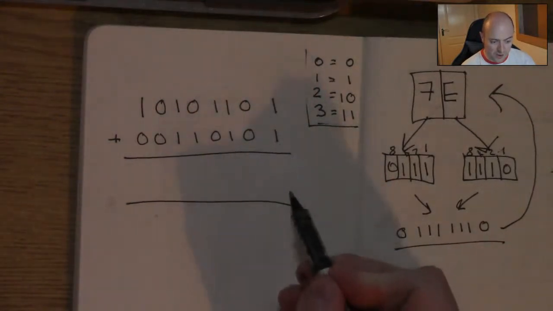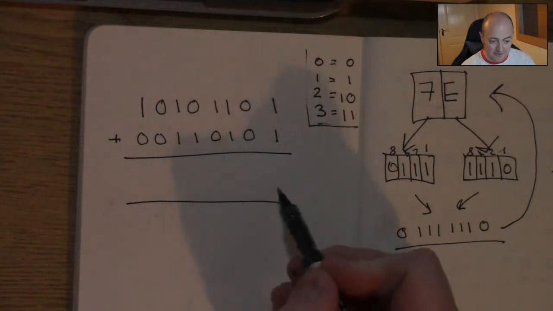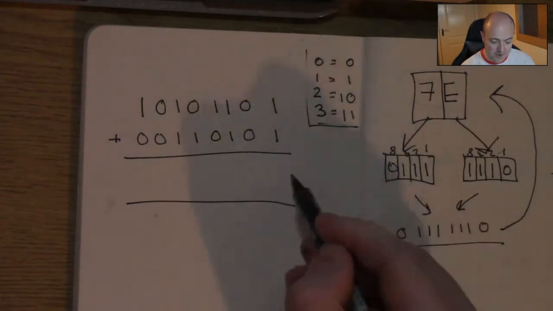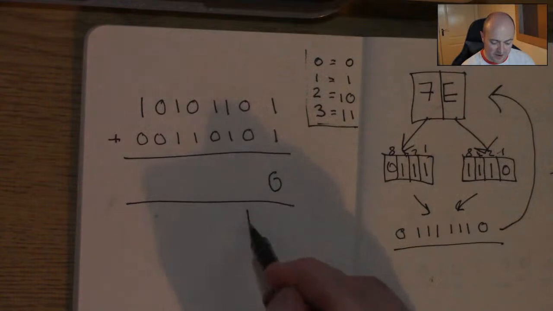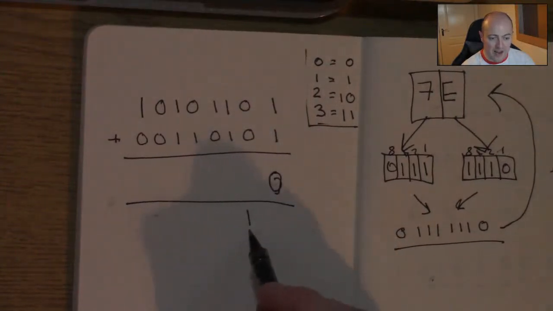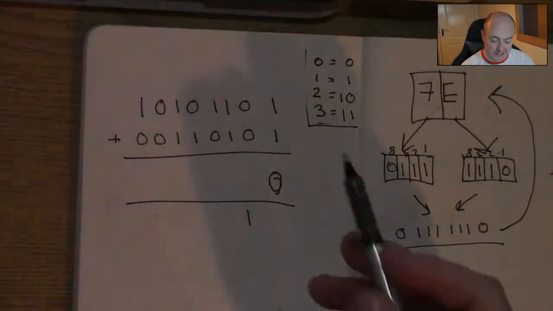1 plus 1 is 2. I can't write 2 down because it doesn't fit. 2 is 1, 0. So I put down the 0 and I carry the 1. You always carry the most significant value, which is the left-hand side.